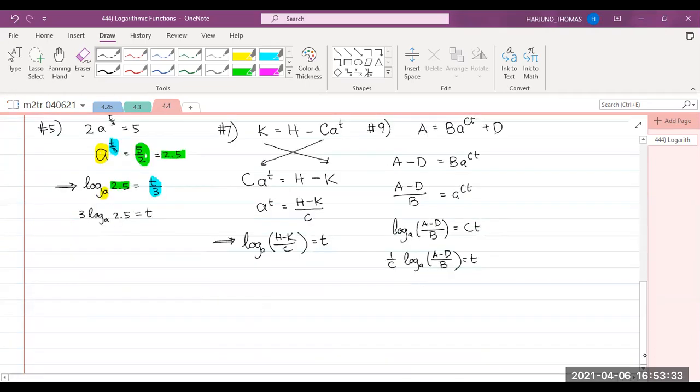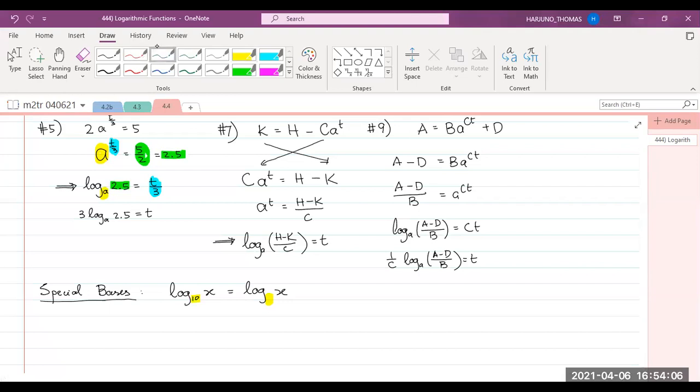Now, furthermore, some special cases. To be more precise, special bases. Log base 10 of x is also written as log x, where the base is not written. If you don't write down the base, it means it is base 10. Okay, by the way, this is a convention. Thomas does not invent this. This is not from our textbook. That's a convention. If you don't write the base, it is base 10.